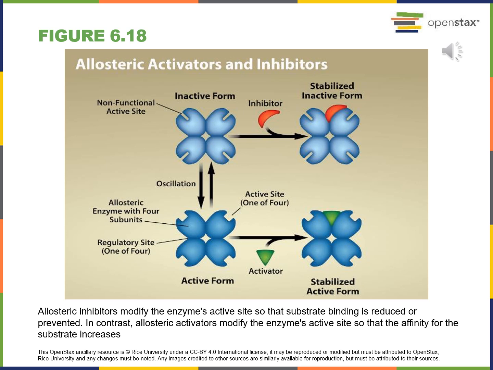There are allosteric activators as well as inhibitors. Allosteric activators bind to locations on an enzyme away from the active site, inducing a conformational change that increases the affinity of the enzyme's active sites for its substrates. Figure 6.18. Allosteric inhibitors modify the enzyme's active site so that substrate binding is reduced or prevented. In contrast, allosteric activators modify the enzyme's active site so that the affinity for the substrate increases.